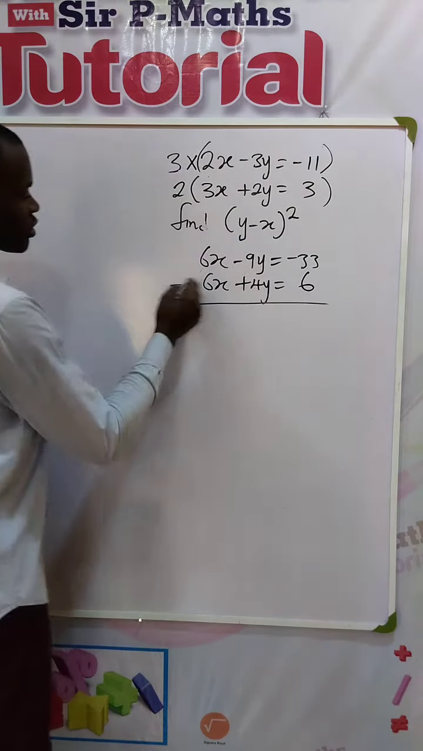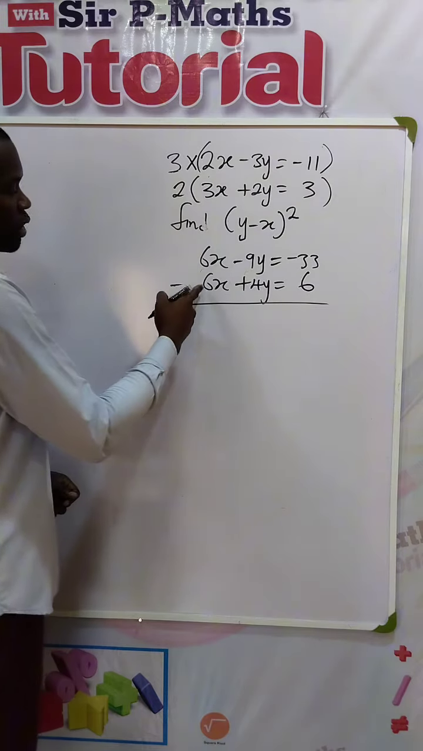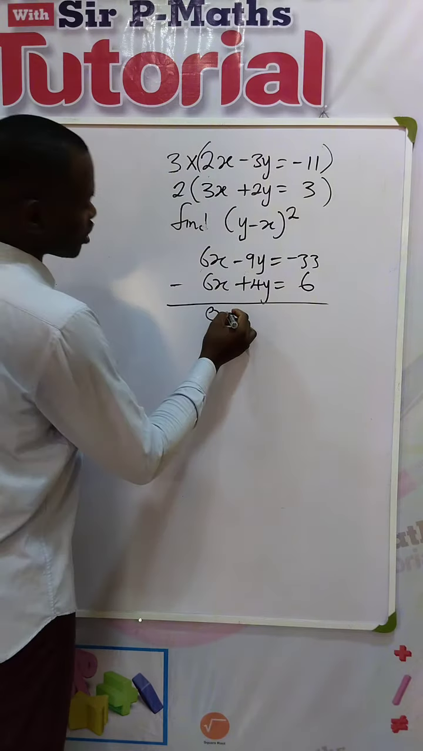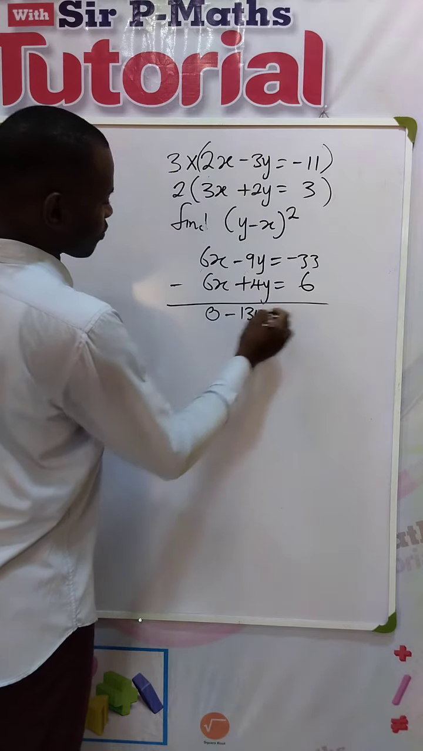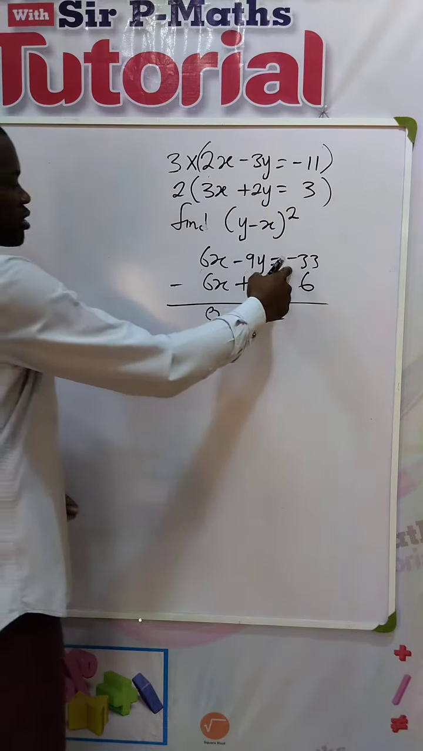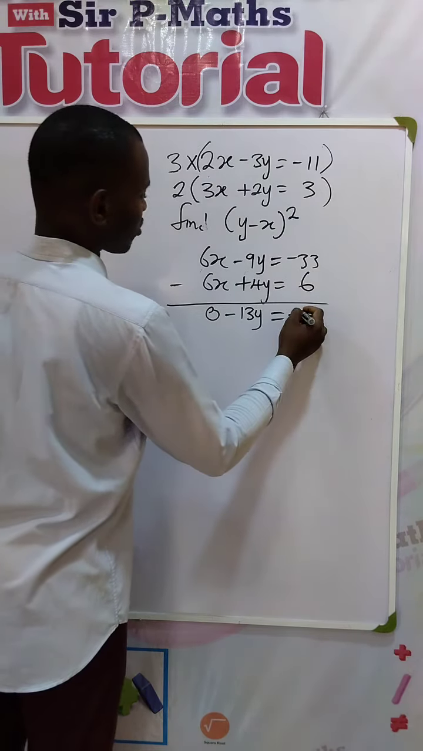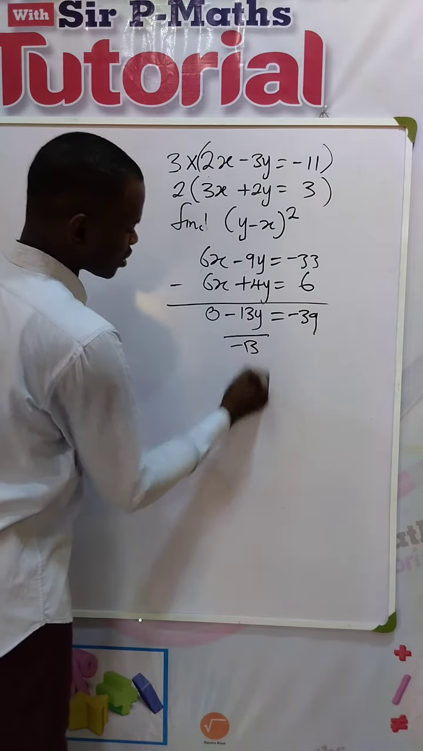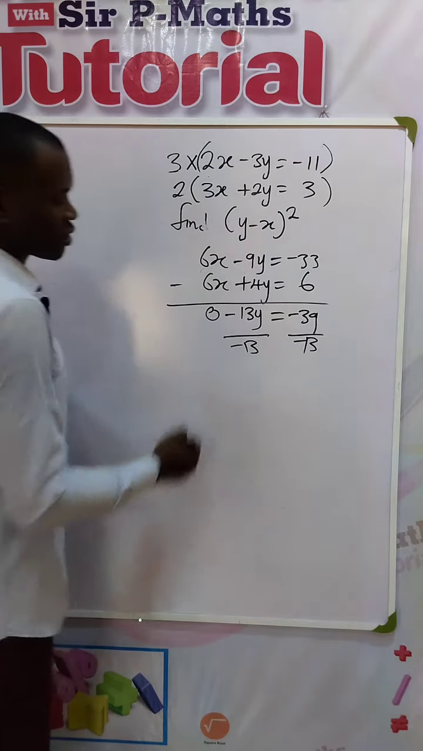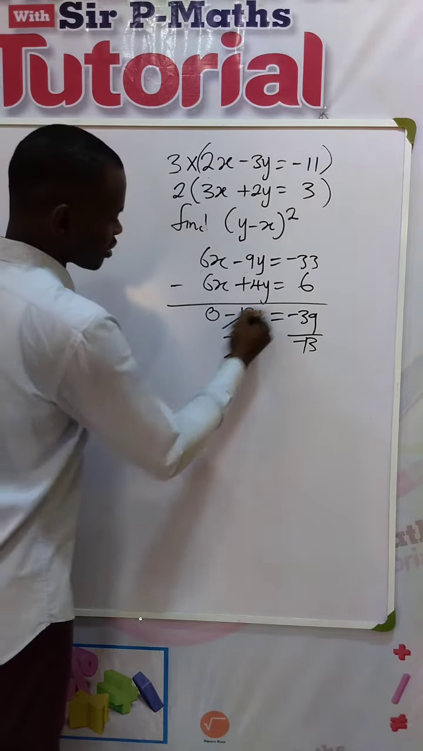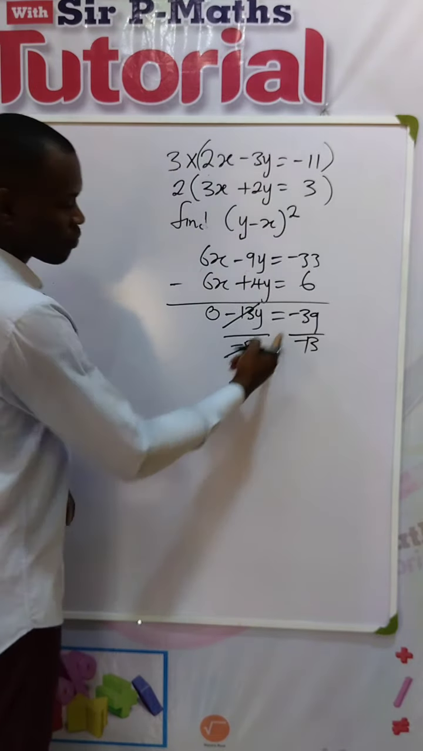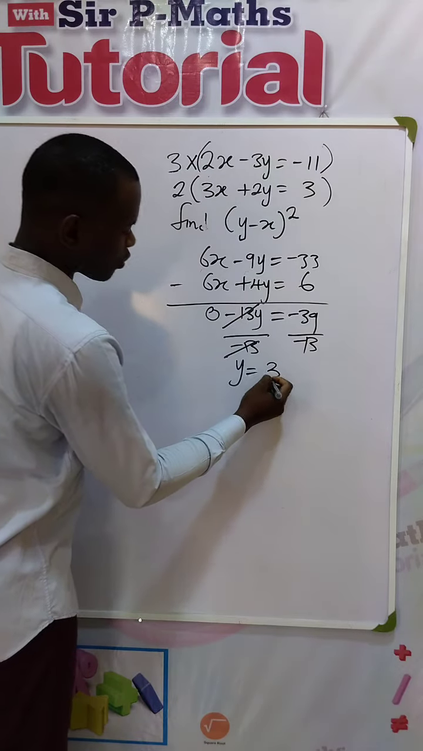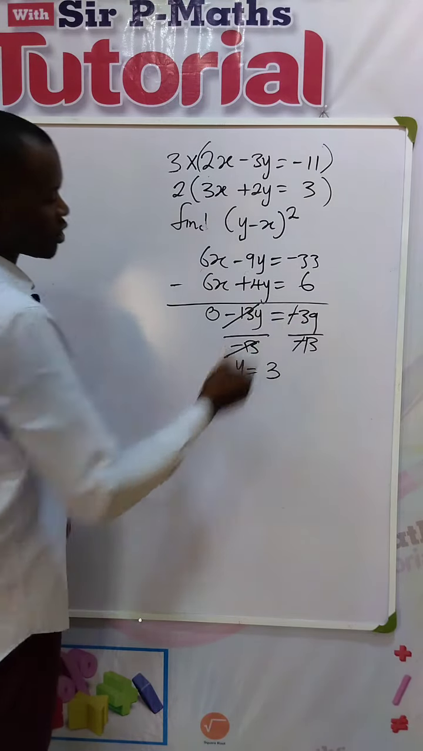Then let us eliminate. We are subtracting. 6x minus 6x is 0. Minus 9 minus positive 4 should give us minus 13y. Then minus 33 minus 6 should give us minus 39. So to get the value of y, divide by its coefficient. All right, that is negative 13, which cancels itself here. So our y should be 39 divided by 13, which gives us 3. So we have positive 3 because negative will take away negative.